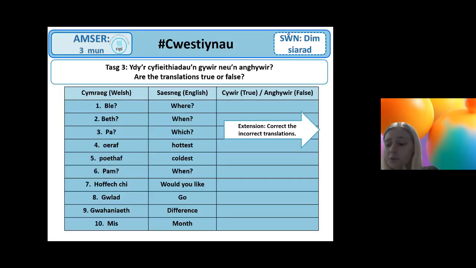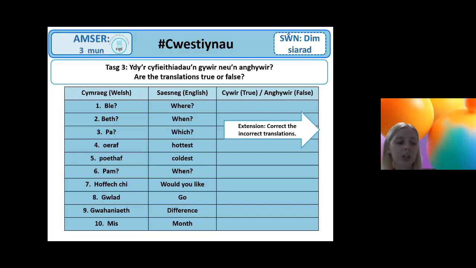Okay, so we're now going to move on to another section. So I want you now, I have a list of keywords, and I want you to decide if these keyword translations are "cywir" or "anghywir". So I've translated the keywords into English. Are these translations "cywir" or are they false? If you do finish, I want you to correct the translations. Okay, so for diving, are these translations correct? So put them "cywir" or are they incorrect?